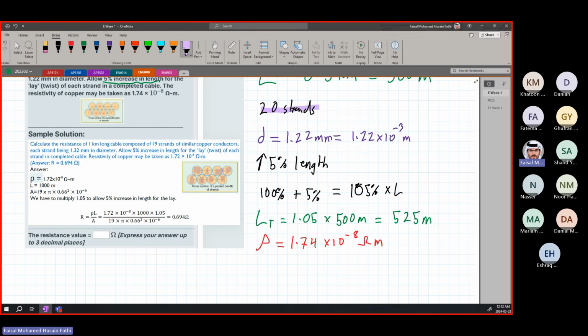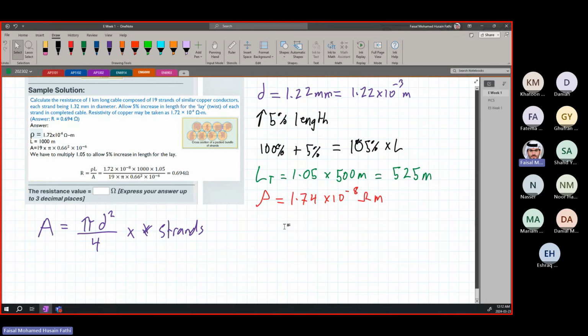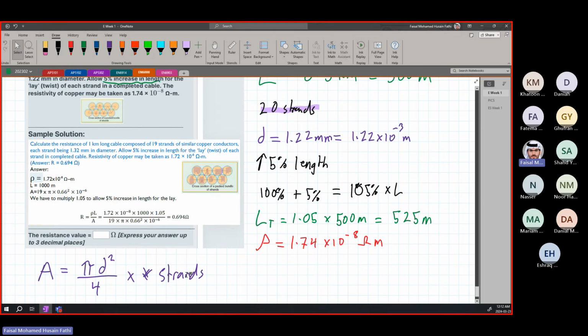So we have 20 strands. We're going to have to multiply that by the area because that's the amount of area we're going to have. That's the only idea. So the area is equal to pi d squared over 4 times the number of strands in this case. That's the only trick to this question, okay? The 5% increase in length and the number of strands.